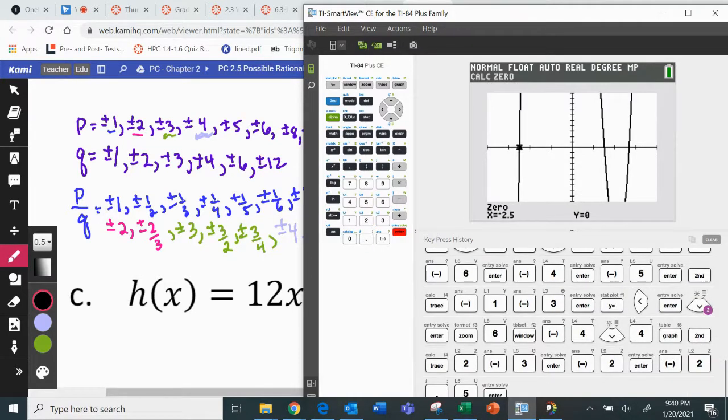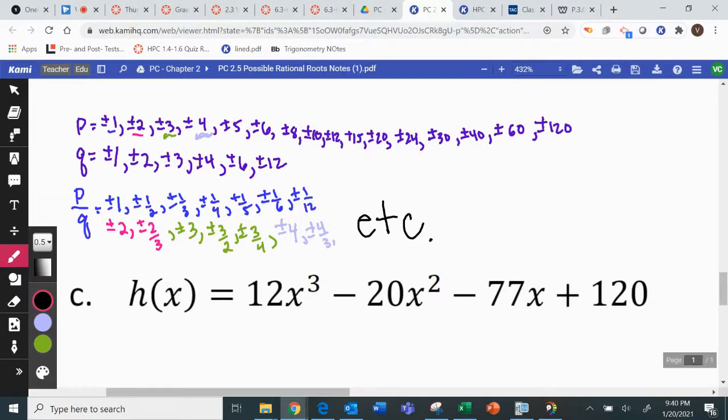And when I hit guess, it tells me, yes, it is -2.5. That is the 0. You will notice in our list, we don't have any 2.5. Well, we didn't even get that far in the list. That would be if I had done the 5s. Maybe I should do the 5s real fast. What color have I not used? Red. Let's do the 5s real fast.